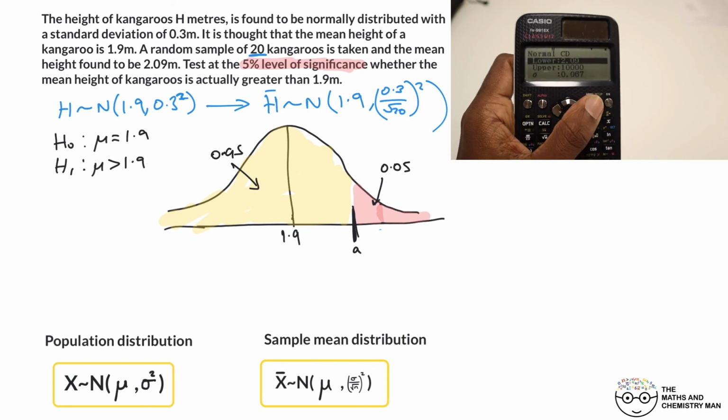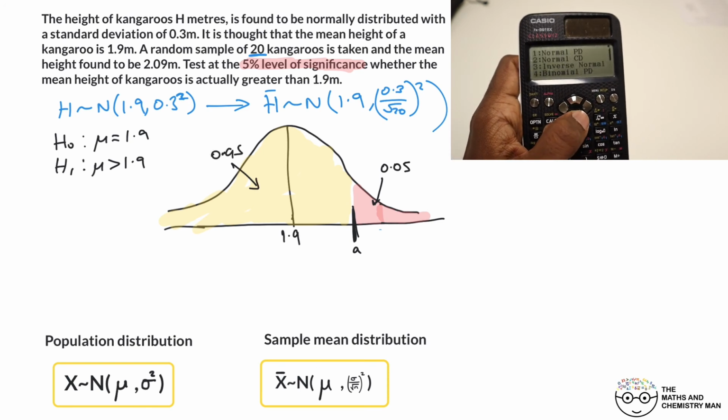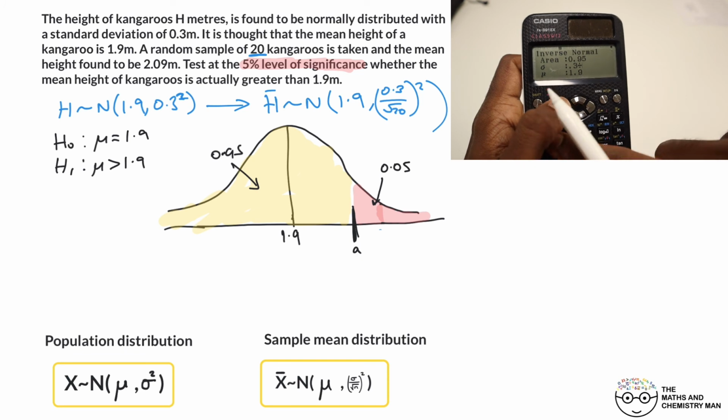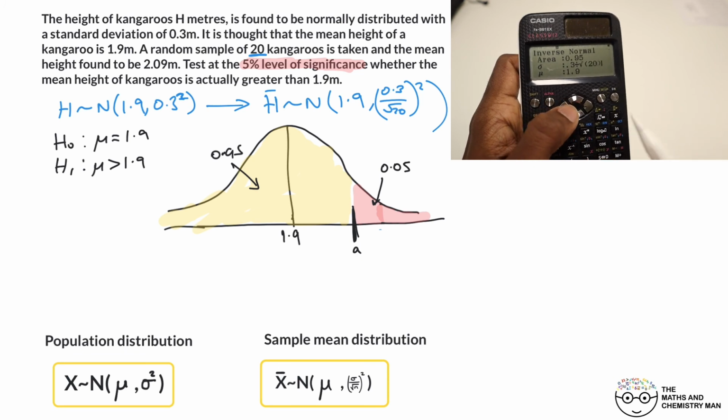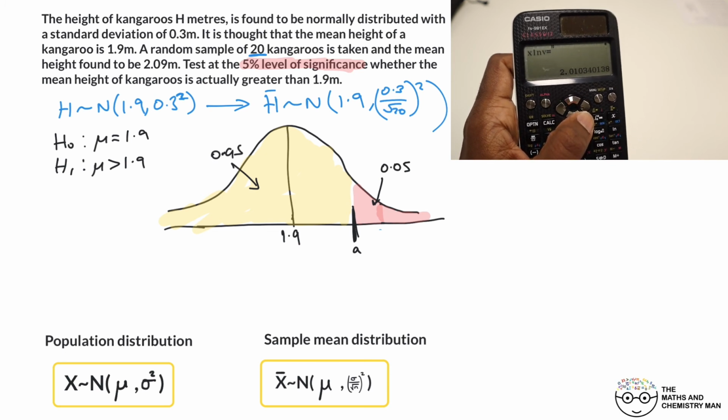And so what we could do, as I said, is use the inverse normal, option number 3. The area is 0.95 to the left of it. Our standard deviation, that's going to be 0.3 divided by the square root of 20. And our mean is 1.9. And so if we have a look there, that tells us that our critical value, so where everything changes, is basically 2.01.